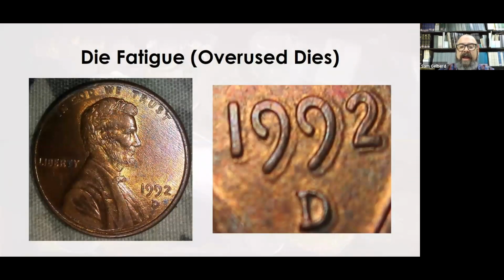And then, of course, sometimes we'll get people who think it's an error when they see what they think might be doubling on a die, but it's really just what they call die fatigue or mushiness because the die has been in service for too long. So it's just an overused die. It gives this weird mushy appearance. It's a false doubled appearance, not truly a doubled die.